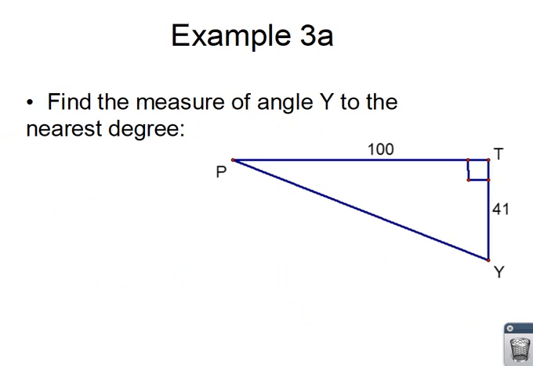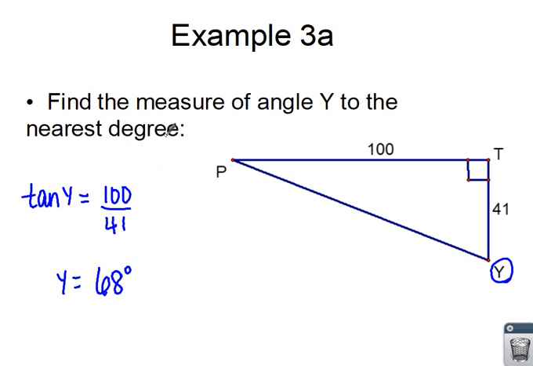Alright, so let's try one of these then. We're going to find the measure of angle y. So we do tangent y equals opposite over adjacent. Okay, so then we hit second tangent, and then 100 divided by 41, and we get 68 degrees, because they tell us to go to the nearest degree. Okay, the math just got a lot more challenging, but it's still calculator work, so it's not too bad.